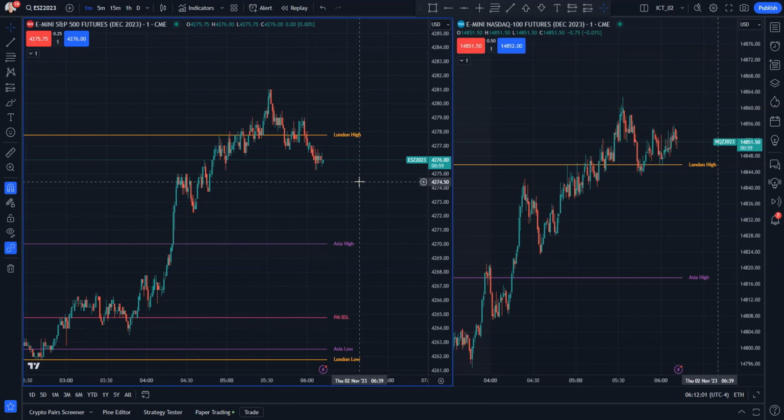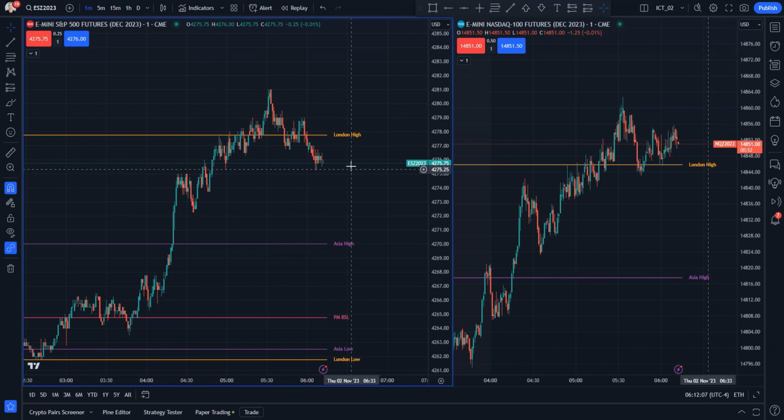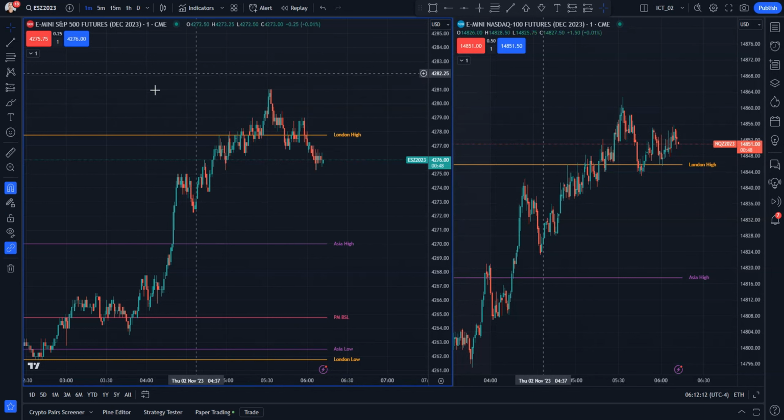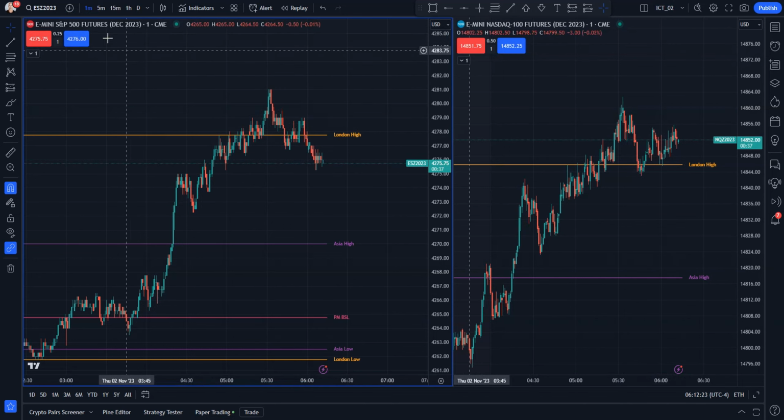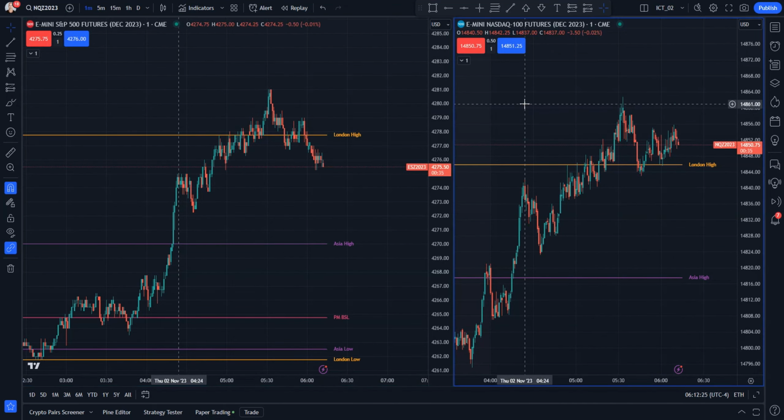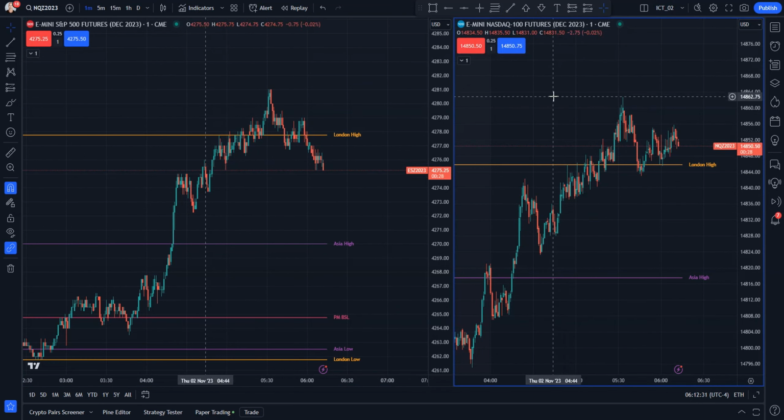Today I want to show you how I trade the ICT Silver Bullet strategy. So this is TradingView. Currently you can see this is the ES, the S&P 500 futures December contract. You can see in the top left corner, E-mini S&P 500 futures December 2023. It's a 1 minute time frame. On the right hand side we have the E-mini Nasdaq 100 futures, or the NQ as the short abbreviation for that.